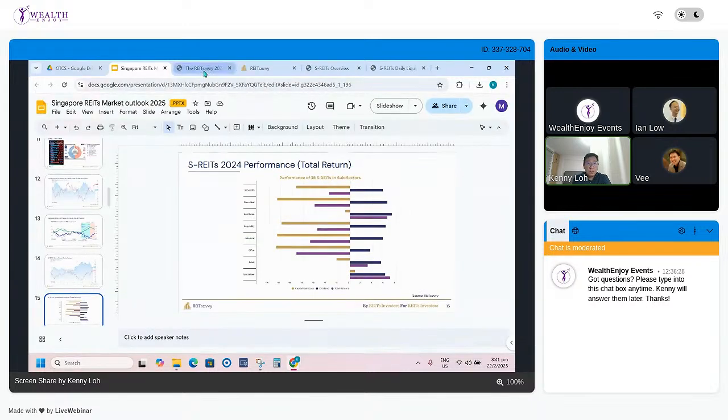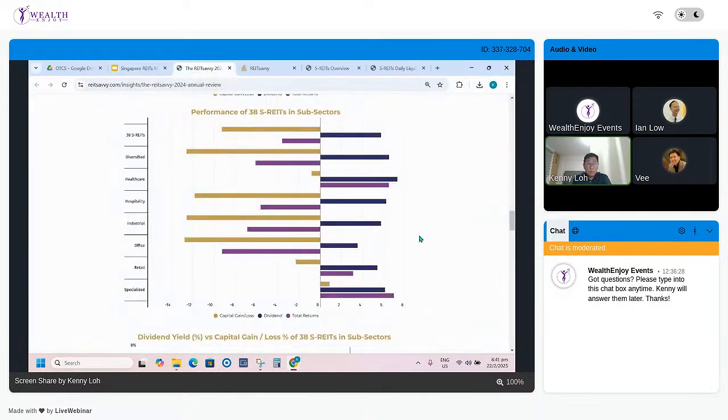I'll come to this in my analysis on my website. In short, the total 38 S-REITs in Singapore registered a total return of negative 3.57%. Total return means that you add all the price changes plus all the dividends received. In the blue color itself, blue is the dividend. In January 2024, the whole REIT sector averaged about a 5.7% dividend yield. But in terms of capital gain or loss, they registered minus 9%.